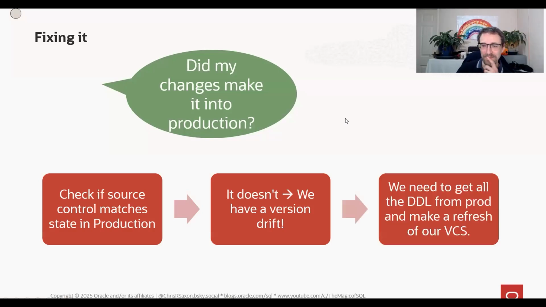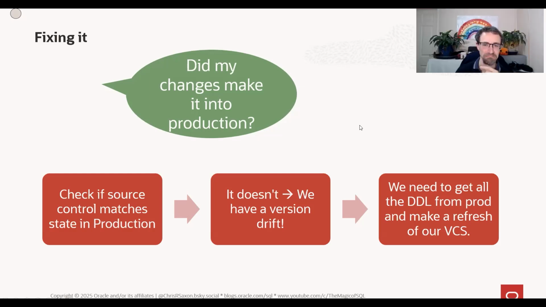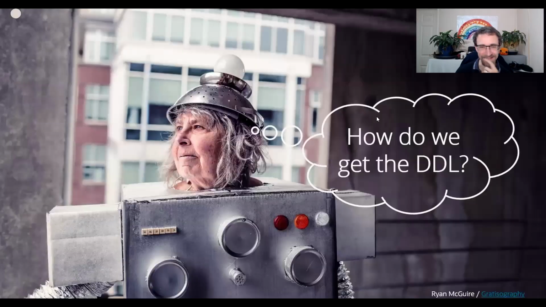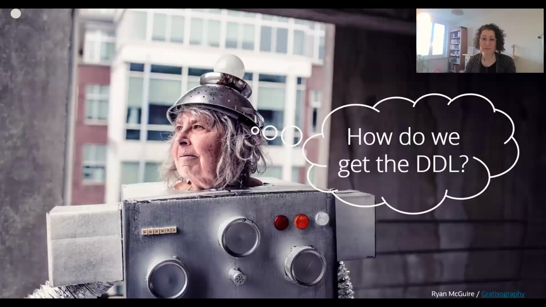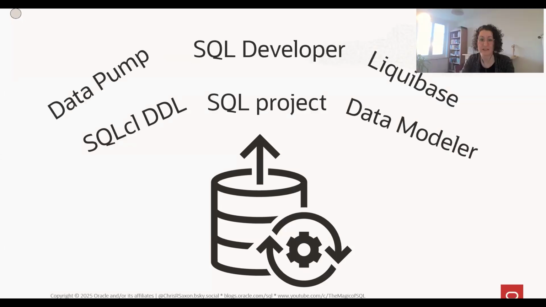Okay. So we now need to get all the DDL from production and make a refresh of our code into version control. All the elements, all the objects that we have, we just need to refresh with the state of production. Then we have a clean baseline where we can start all over again. That sounds good. But we need to figure out how we get the DDL, and I guess we have a plethora of options to get those. There's SQLcl, DDL, Data Pump, SQL Developer, Liquibase.